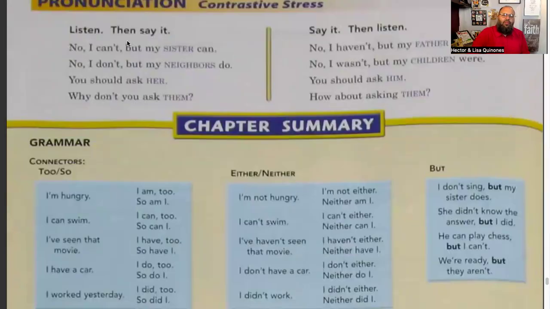Please repeat after me. No, I can't, but my sister can. No, I don't, but my neighbors do. You should ask her. Why don't you ask them? So it's very important that we see here the connections when we're saying it, right? You almost see a continuation. No, I can't. And then we're mentioning different people. The order where we put the person, right? And so forth. So repeat after me, please.